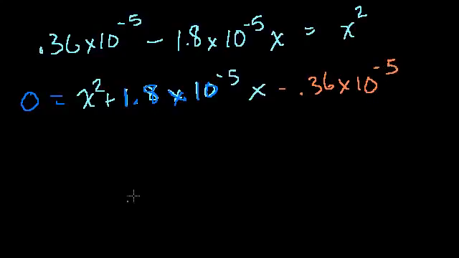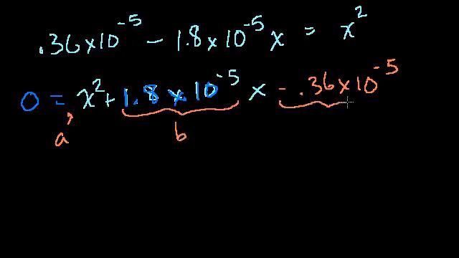So let's solve this. And once again, you could eliminate this term and then just figure out the straight up square root. But we won't do that. We'll actually use the quadratic equation. So a is 1, b is this, and this is c, and you just apply that in the quadratic equation. So you get minus b, so minus 1.8 times 10 to the minus 5 power, plus or minus.